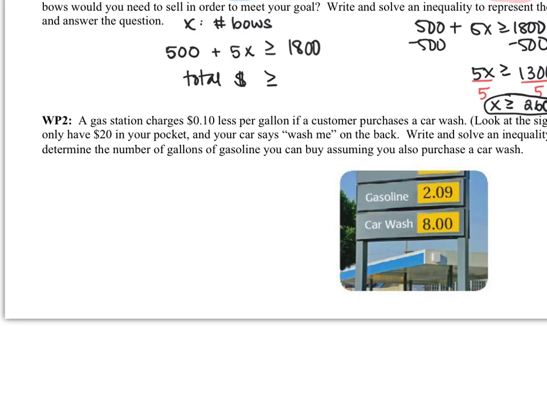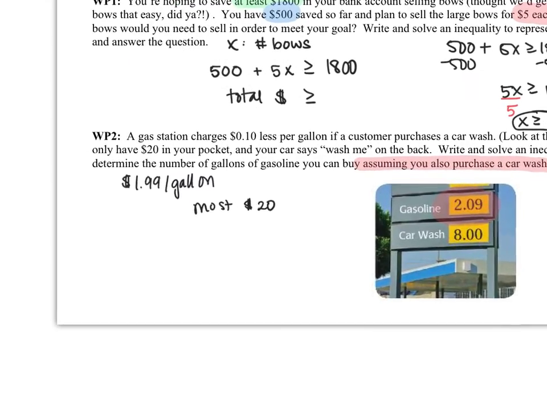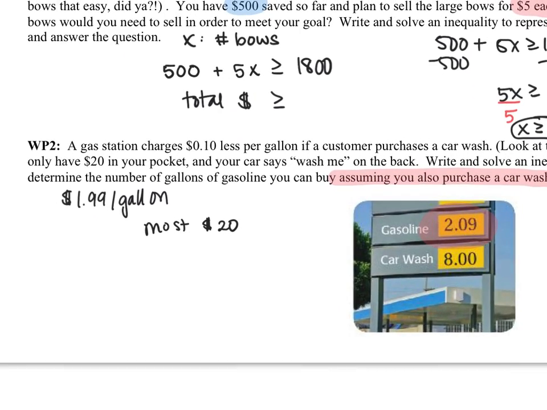In this final word problem, a gas station charges 10 cents less per gallon if a customer purchases a car wash. I can see on the sign that gas costs $2.09, but my problem tells me that I'm going to purchase a car wash. It kind of jumped ahead there. So what that means is that I'm going to pay $1.99 per gallon. Now I only have $20 in my pocket, so the most I can spend is $20. And it says I'm definitely going to buy a car wash, and a car wash costs $8.